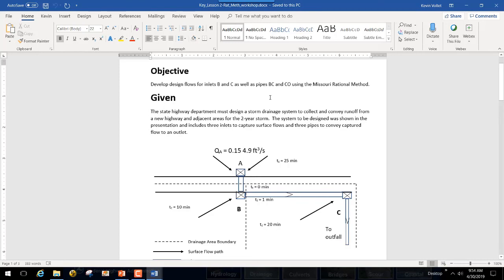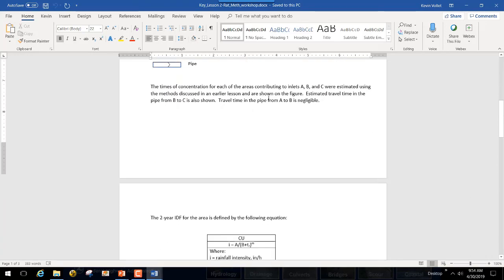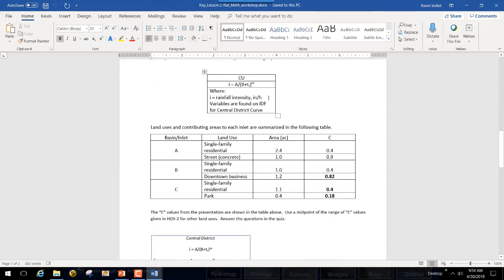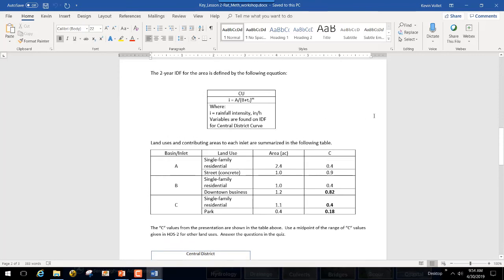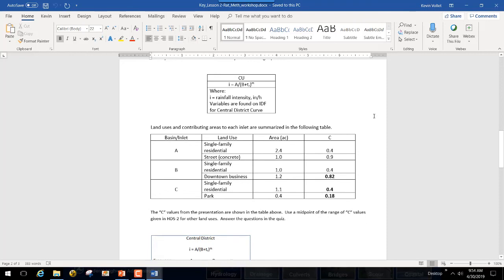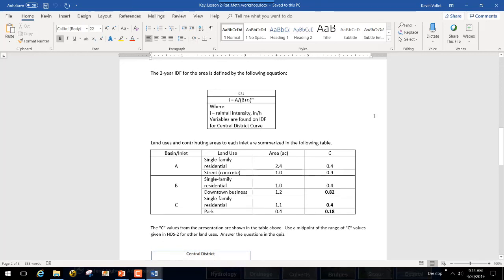No, don't worry about it. Okay. So if you turn to the second page, you are looking for the 2-year flow, and I want you to give me, you're going to have to figure out what the discharge is at inlet B, and then inlet C, and then you're going to find out what the discharge is at pipe BC, and then pipe CO.